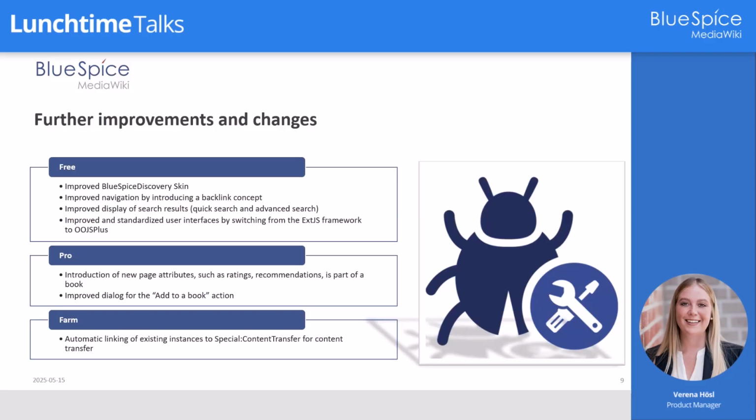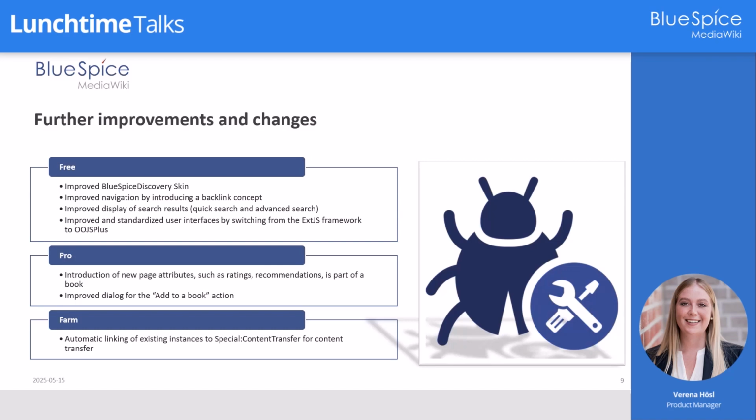We also introduced some new page attributes, such as number of ratings, number of recommendations, or if a page is part of a book. So we can support more queries you would like to use in your wiki.